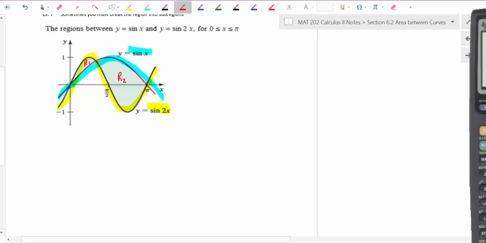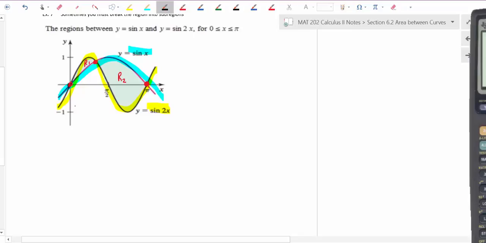So we're going to go ahead and set up our two integrals. The first thing we need to do with this one is find intersection points. So we need to find this intersection point right here, this intersection point, and that intersection point right there. That's what we need to start with, is get that done.